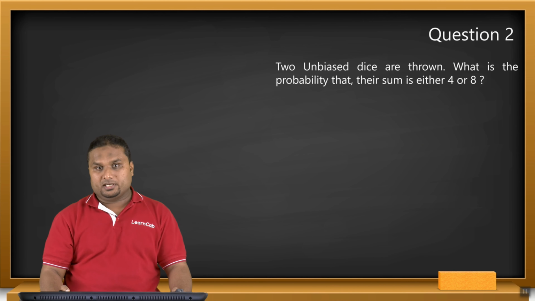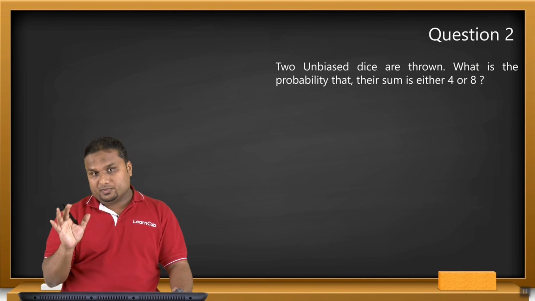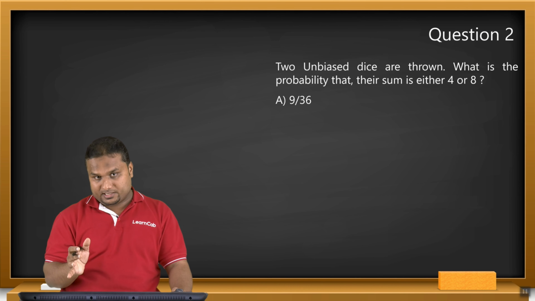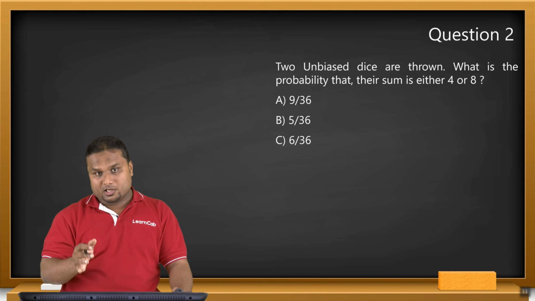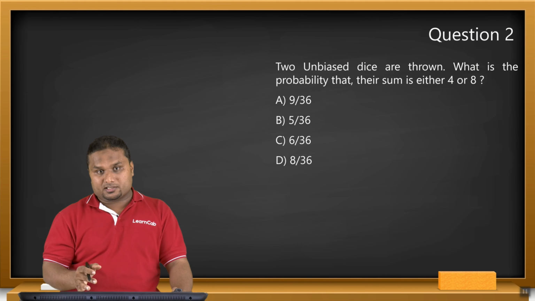The second model question is either or. Two unbiased dice are thrown. What is the probability that their sum is either 4 or 8? Option A 9 by 36, option B 5 by 36, option C 6 by 36, option D 8 by 36.